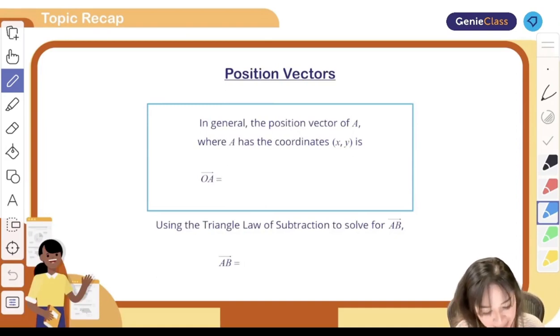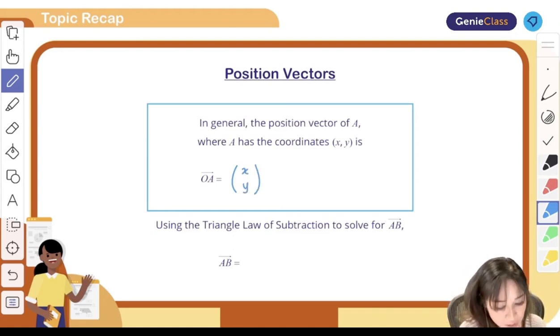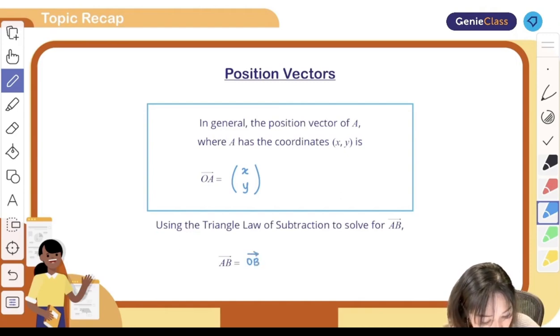So position vectors, next part of our recap. In general, a very important concept. If a point A has coordinates (x, y), then we say that the position vector OA is written as the column vector (x, y). Then using the triangle law of subtraction to solve for vector AB, we can say that vector AB is equal to vector OB minus OA. So this is your reverse triangle law. Can?